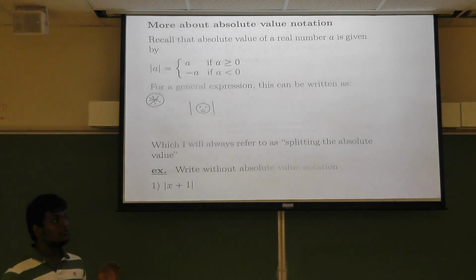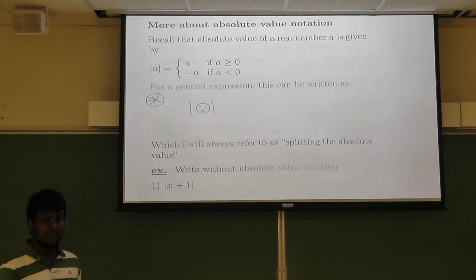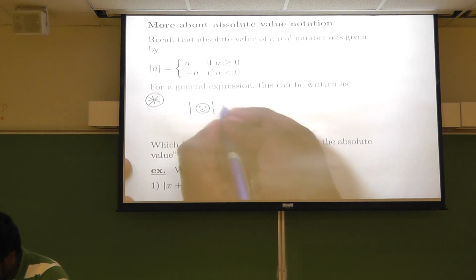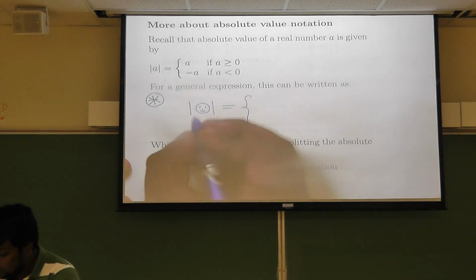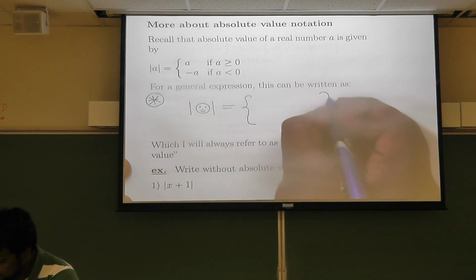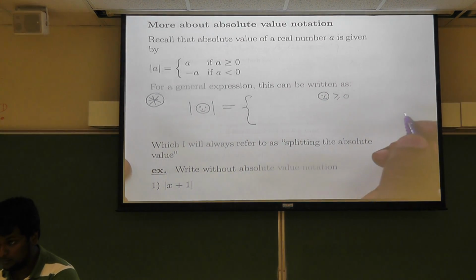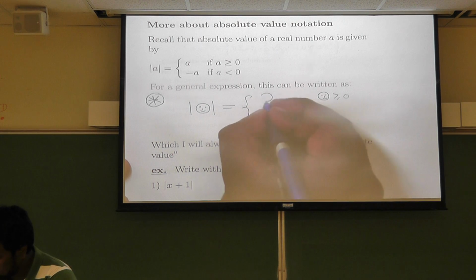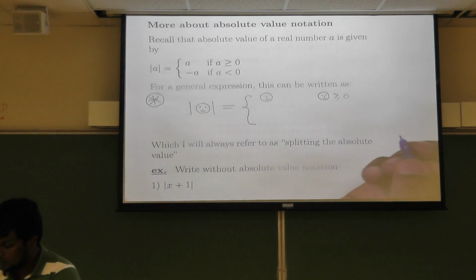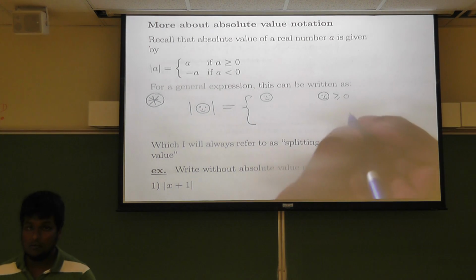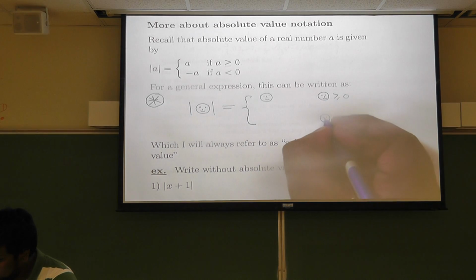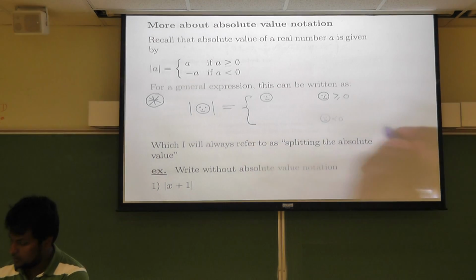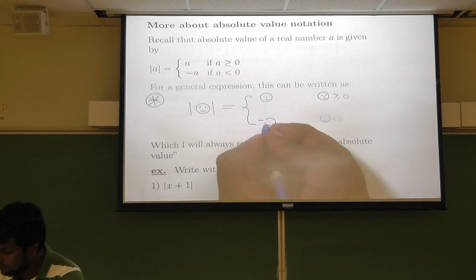Okay, that smiley face represents any quantity in there. That would be equal to this piecewise expression. So you look at what's inside, and if what's inside is bigger than or equal to 0, you will just write what's inside. Okay? And again, focus on what's inside. And if what's inside is smaller than 0, you would just write negative of what's inside.